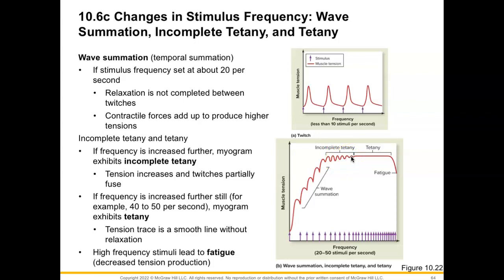But if our frequency is increased further, for example, we have about 40 to 50 per second, then our myogram exhibits this tetany that takes place. Here, this tension is nice and smooth without any relaxation taking place. And if we have high frequency stimuli, that may lead to fatigue, in which that muscle cannot hold that tension anymore, and we start to see a decrease in tension production.